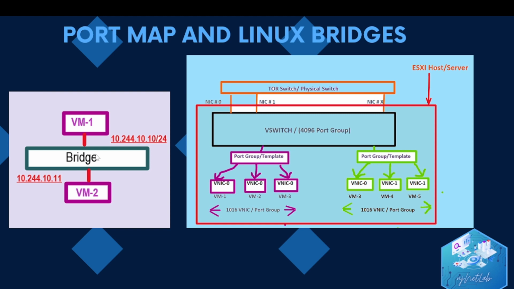Imagine you have a busy city with a lot of roads and intersections. Those intersections are crucial because they help to manage how the cars, which in our case are the data packets, move from one street to another street, right? So Linux bridges are like this intersection in our city.